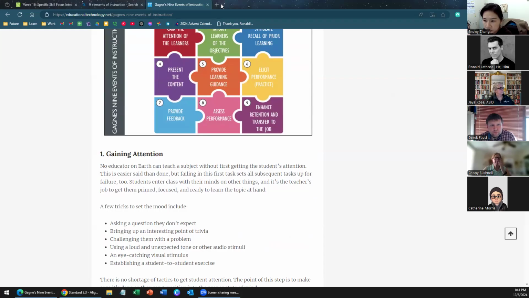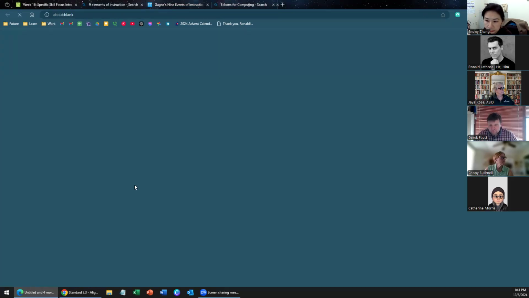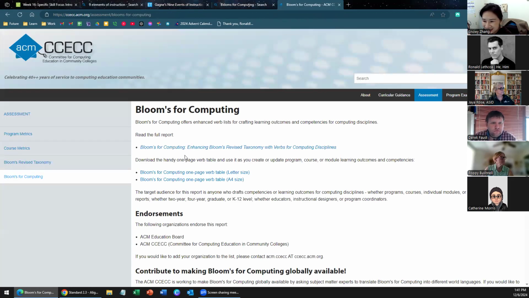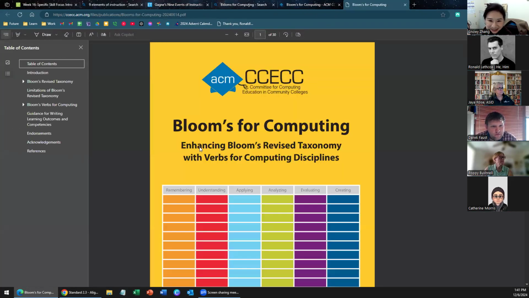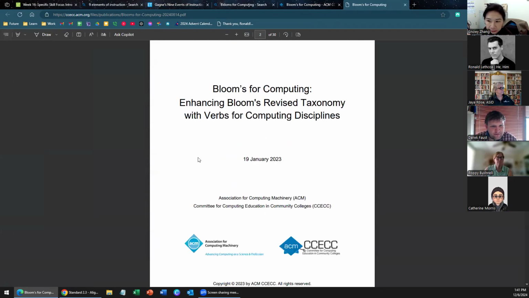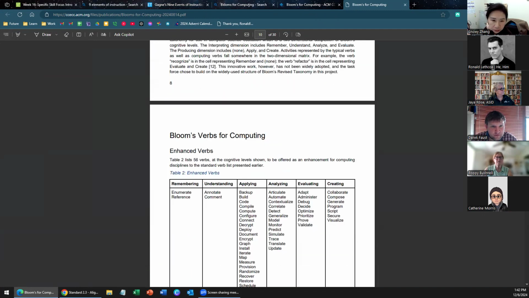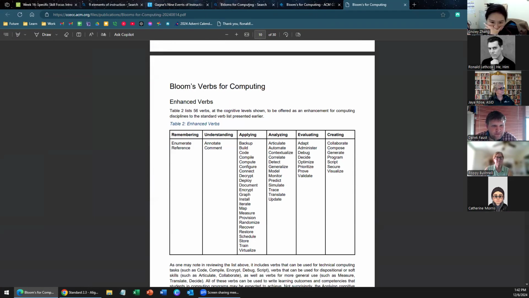I'm always self-conscious. Bloom's taxonomy for computing in the ACM. I'm curious. Sorry, everyone. I just want to take a second here to see what this looks like. Kat, you're giving away our secrets. I don't know what's up with that first graphic. Oh, okay. Bloom's taxonomy, enhanced verbs: debug, trace. Specific, very specific. I like that.